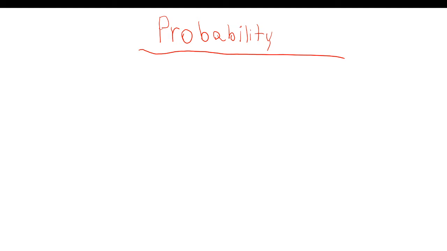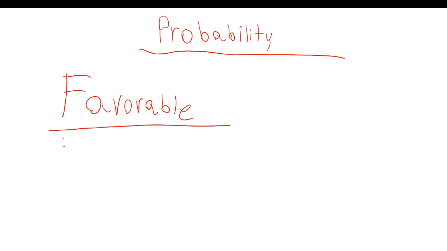So probability is basically the number of favorable outcomes divided by the number of possible outcomes. So basically, the formula is favorable over possible. And this should make sense to you why. And I'm going to give an example.